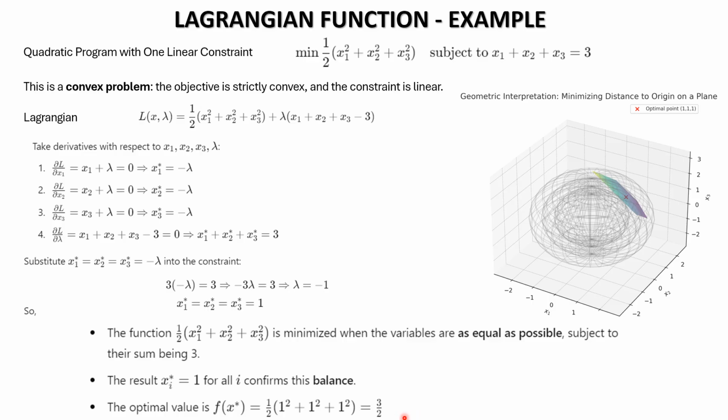So we have found the coordinates of the point. This is (1, 1, 1), and the value of the function at (1, 1, 1) is 3/2. So we have minimized this function by using the Lagrangian function.